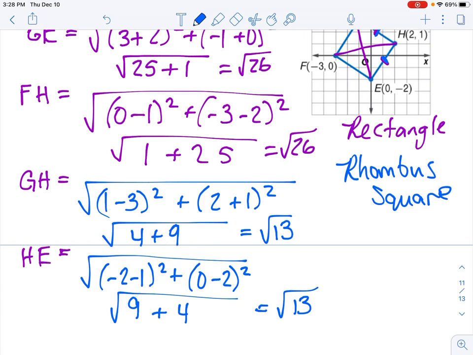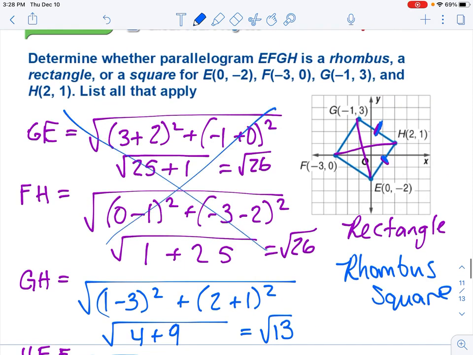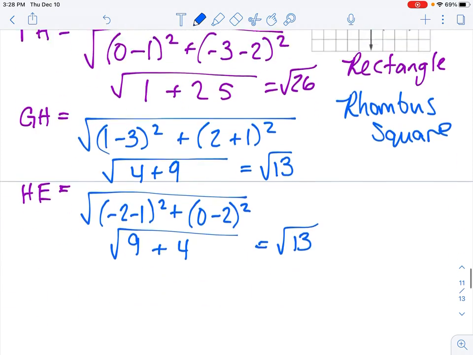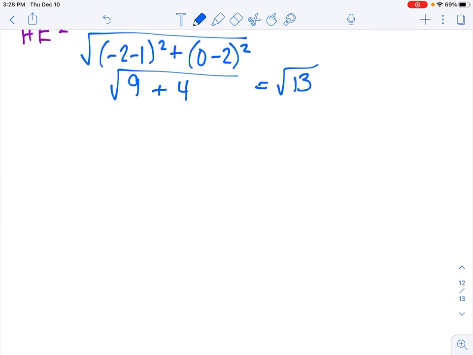I will tell you that won't always work out. Sometimes these won't end up being the same, so it will only be a rectangle. Sometimes this won't work out and it'll only be a rhombus. It really just depends. So real quick, one last thing.